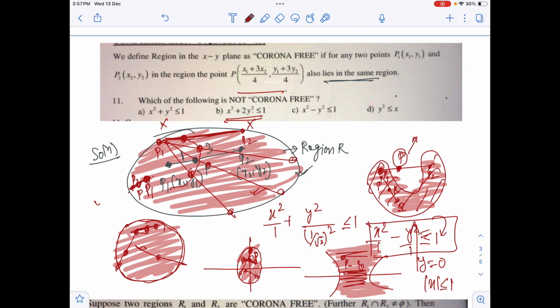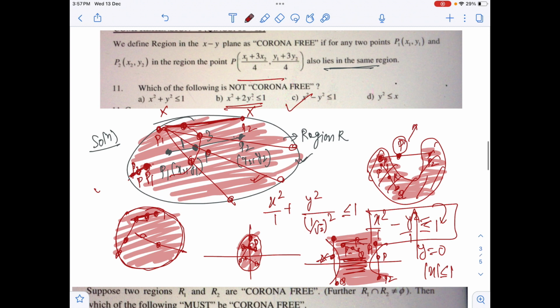Now again, if I pick any 2 points P and Q, so point R is in corona free region. But what if I take point P over here and point Q over here? So now this point is definitely not in corona free region. What if I take point P here and point Q here? So maybe the 2:1 point will come here. So that's not corona free. So if I take any 2 points, P1 and P2 over here, the third point P can be outside this corona free region. So this region C is not corona free.